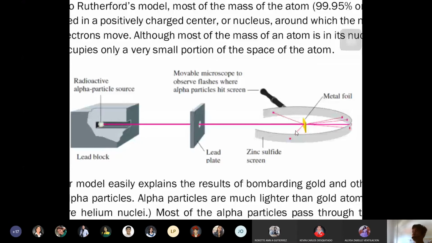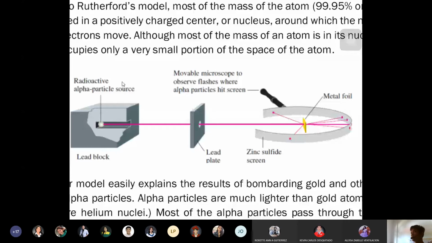If the atoms follow J.J. Thomson's model, according to Rutherford's idea, this ray should only pass through a certain point. So when it reaches the metal foil, if it follows the J.J. Thomson model, you should only see one dot at the end. That means it just passed through the atoms. But he discovered that that was not the case, as alpha particles pass through the atoms of the gold.